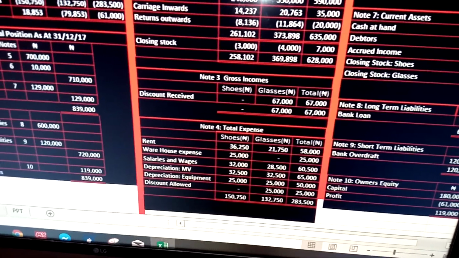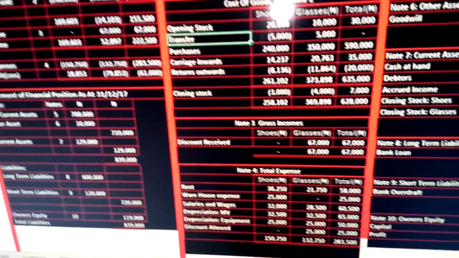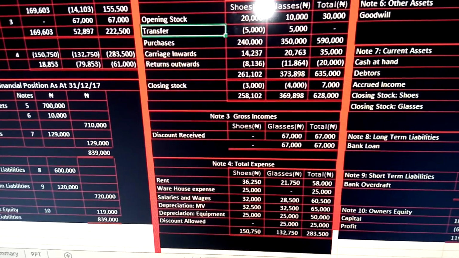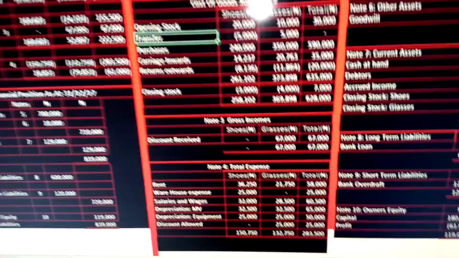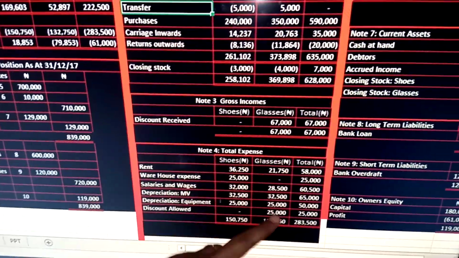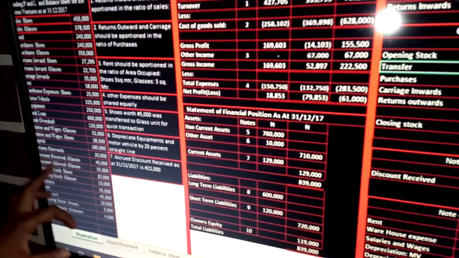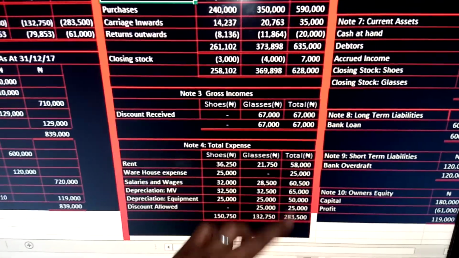The next one is equipment. Equipment in the question is 250,000. So what is 20% of 250,000? That's 50,000. So basically if you divide it equally, you have shoes taking 25,000, glasses taking 25,000. The next one is discount allowed. Discount allowed here is for only glasses, which is 25,000. So you have discount allowed 25,000 here.